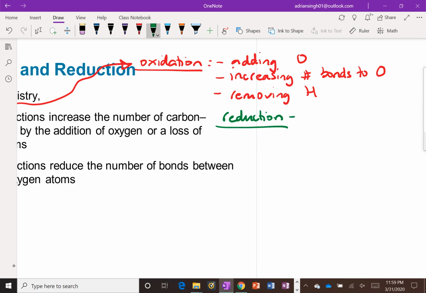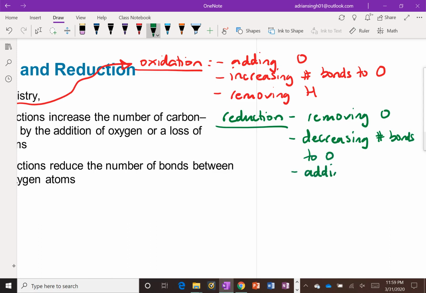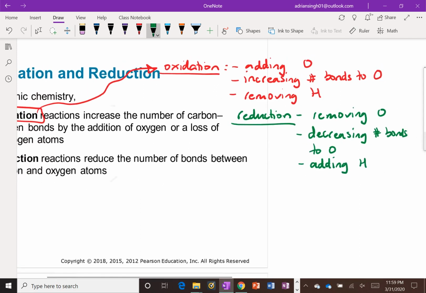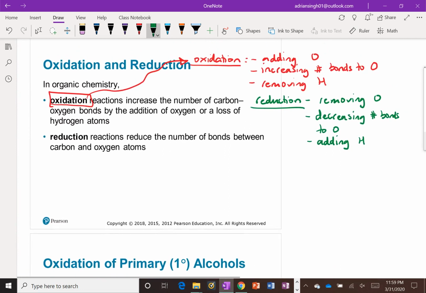So reduction then would mean removing oxygen instead of adding O. It can mean decreasing the number of bonds to oxygen, and reduction can also mean adding hydrogen, right? So they're opposite processes. The thing you want to keep in mind about oxidation and reduction is that they must happen simultaneously.